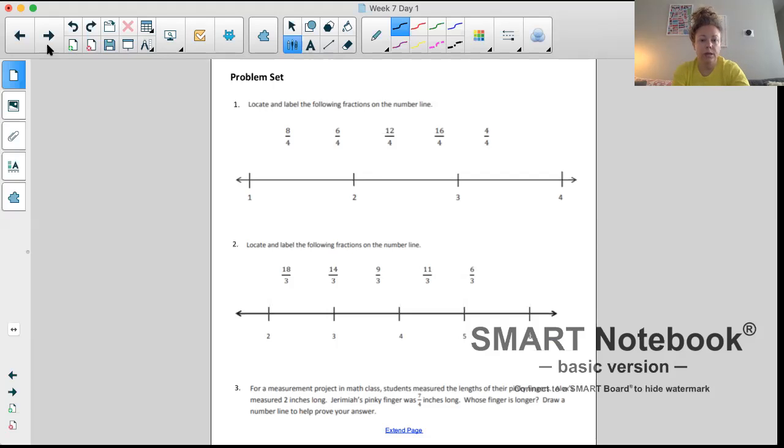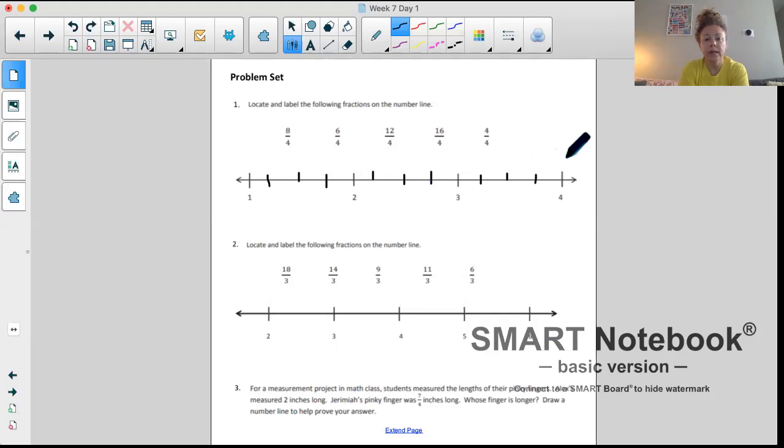The number line is given to us. We have 1, 2, 3, and 4. Our whole numbers are labeled there. Our denominator or unit for all of these is fourths. So we need to label and partition our number line into fourths. 3 lines makes 4 fourths. Remember, we're really focusing on trying to make these equal parts, each piece.